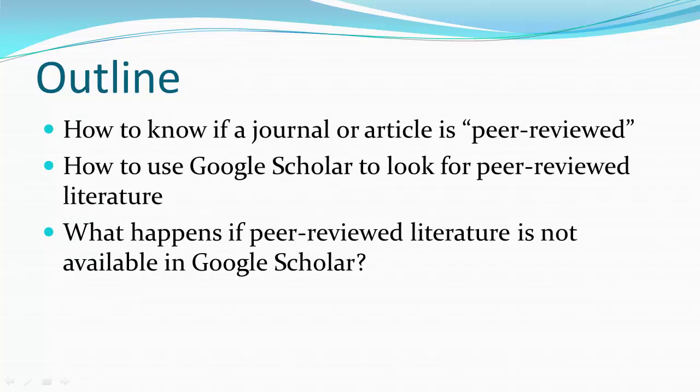So this is what I'm going to cover. I'm going to first help you understand how to know if a journal or article is actually peer-reviewed or not. Because if you're looking for peer-reviewed information, you want to be only looking in certain places where they have it. Then I'm going to show you how to use Google Scholar to look for peer-reviewed literature. And then finally, I'm going to talk about what happens if the full text of the peer-reviewed literature you're finding in Google Scholar is not available. Then what do you do?